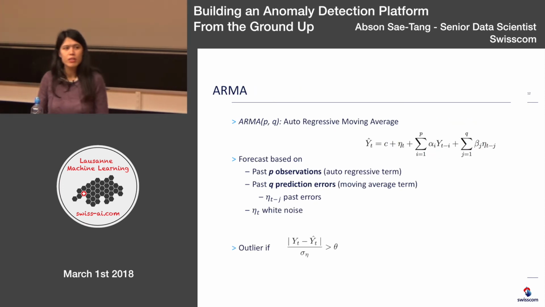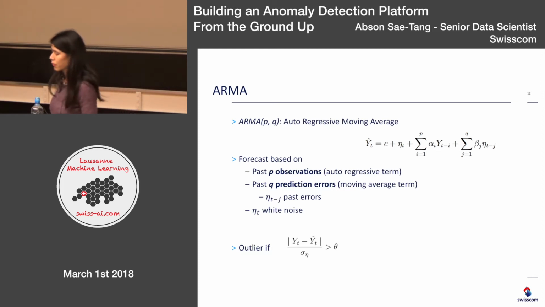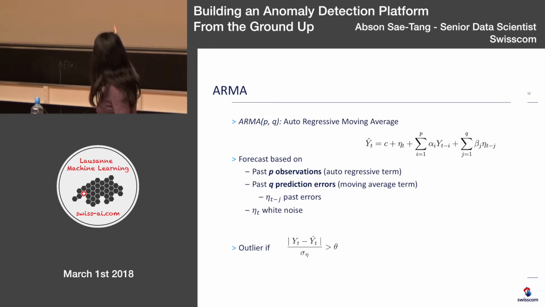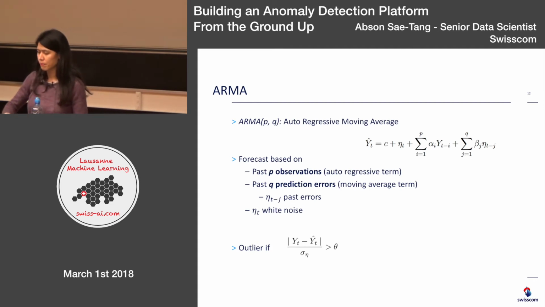Another model we experimented with is ARMA. For anyone who has already played around with time series, they have probably encountered ARMA. ARMA stands for autoregressive moving average. It's a very simple model that uses the past P predictions to autoregress itself and the past Q errors to try to correct its prediction. Again, very similarly to the bucket model, we will classify a data point as an outlier if the difference between the prediction and the real value, divided by the standard deviation of the past errors, is bigger than some threshold.